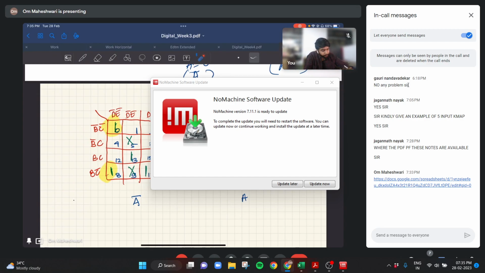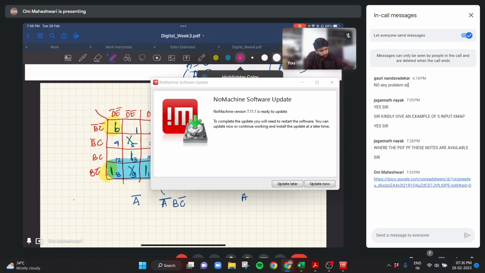The other is this. Let me choose another color. This would be another group. This will be A bar, B, C bar, right? And another group we can have is, let's say, another color. This. This is what?